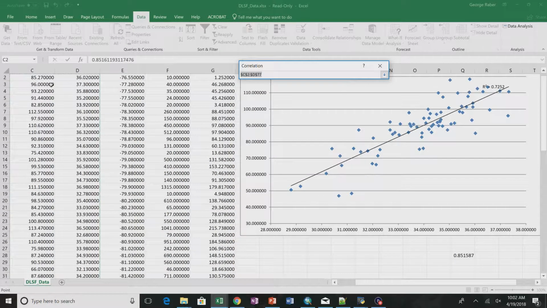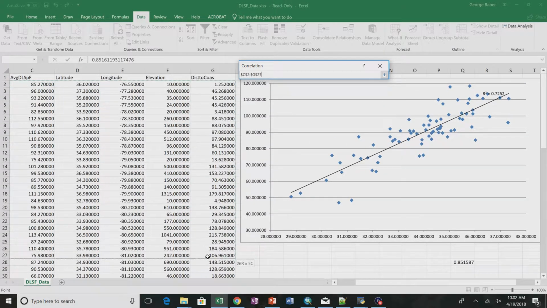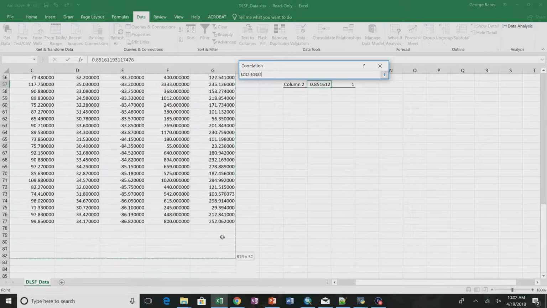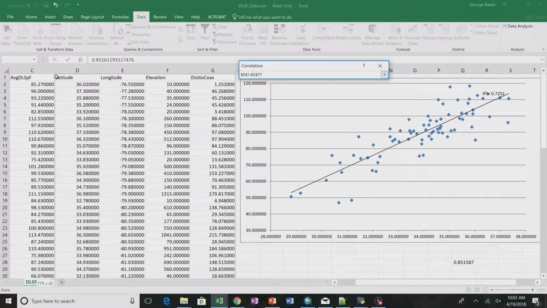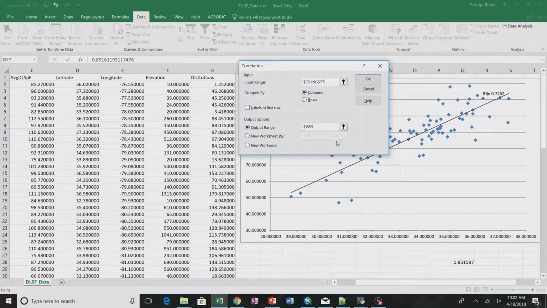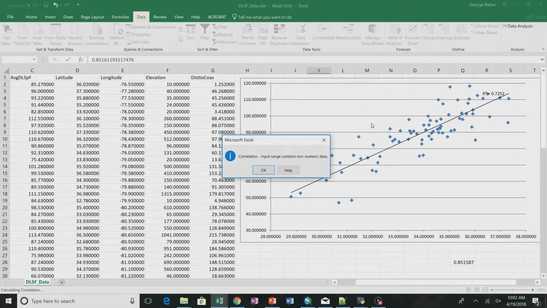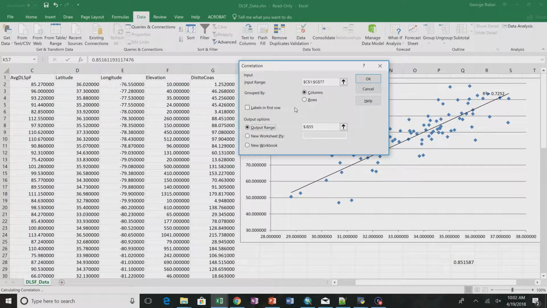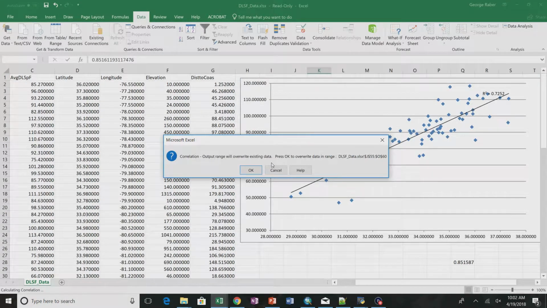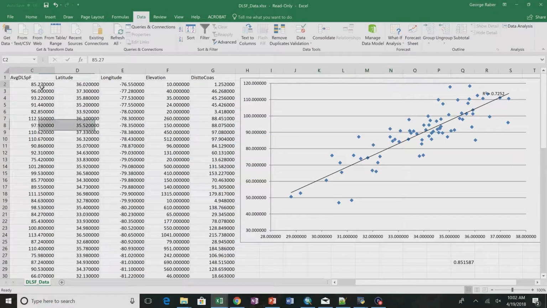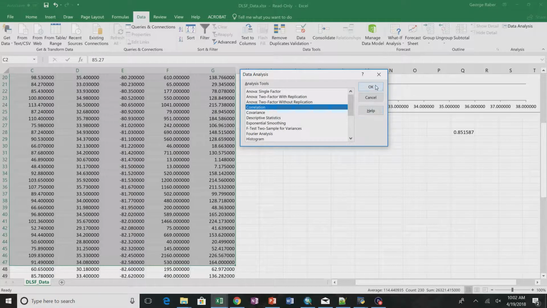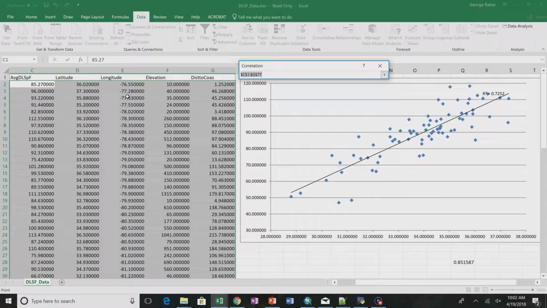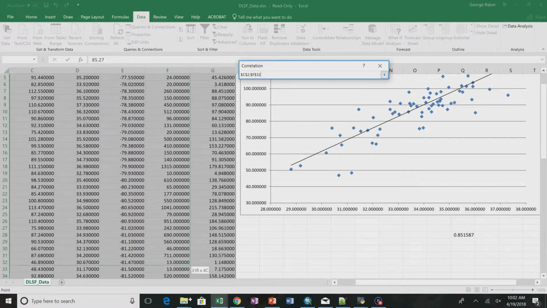So if we change this to everything, in fact, we might even, there we go. Okay, labels in first row. There we go. I messed up. Anyway. I'm just going to forget about the labels in the first row.